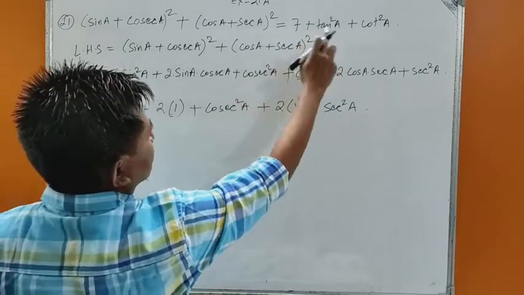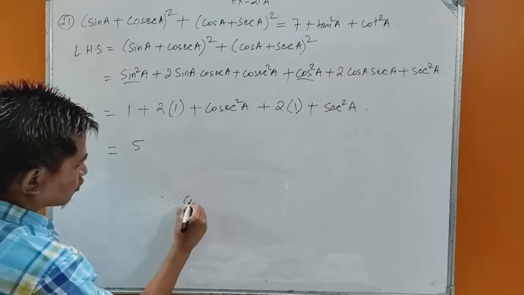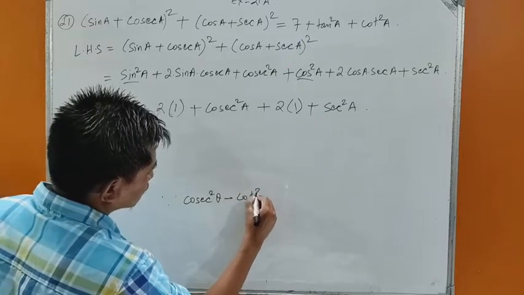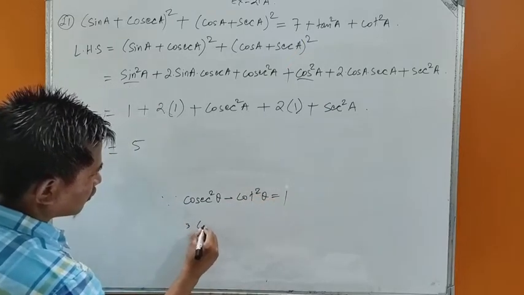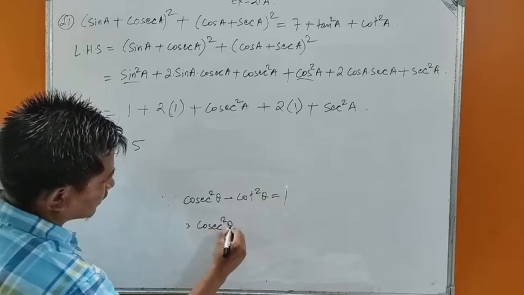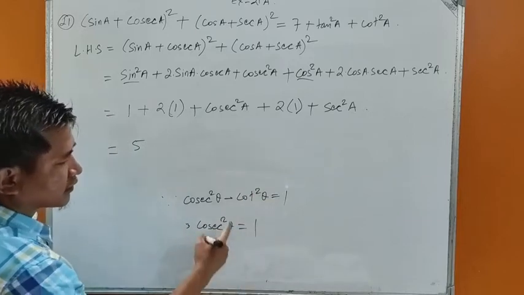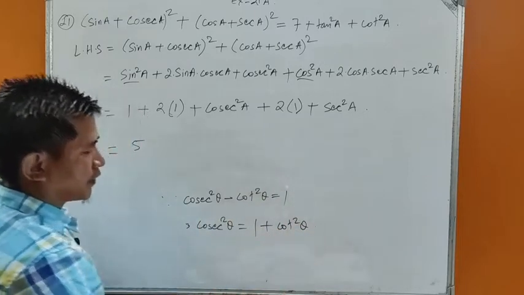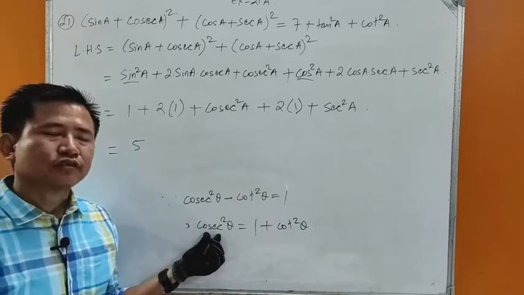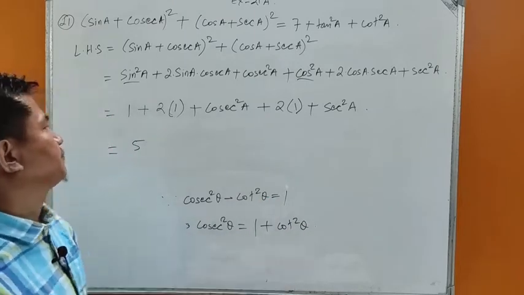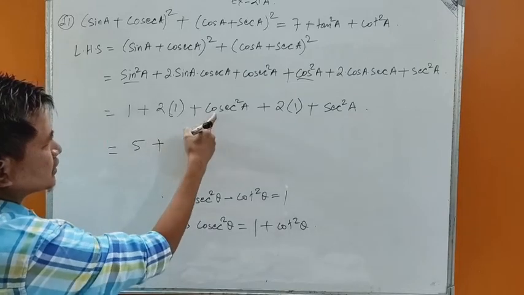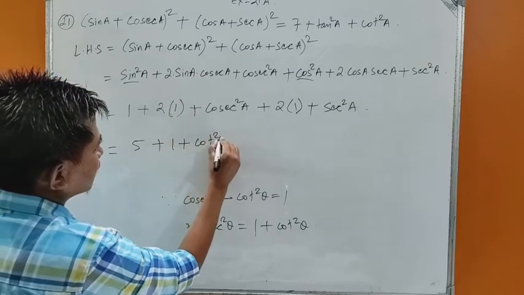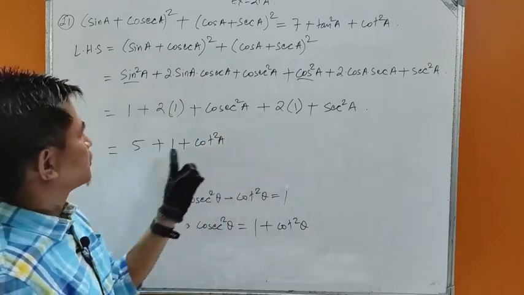So we need tan square and cot square, isn't it? Since we know that cosec square theta minus cot square theta equals 1, or cosec square theta equals, the 1 is already in the right hand side, let us take this minus cot square theta to the right hand side, plus cot square theta. Are you getting me? So cosec square theta can be written as 1 plus cot square theta. So instead of this cosec square A, I will write 1 plus cot square A.